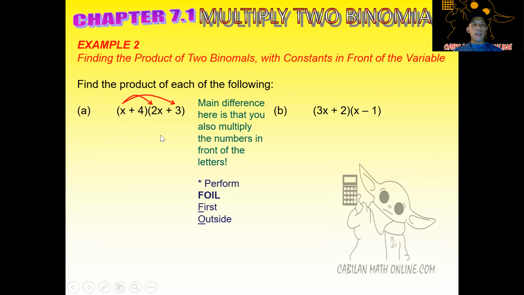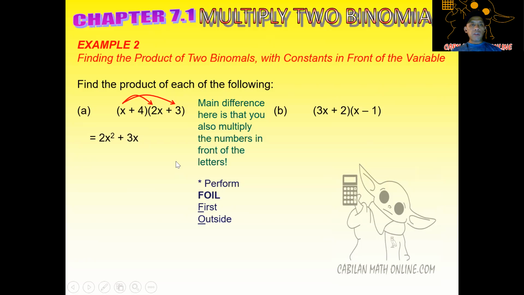Now, as I said before, the only difference with this question here is that when we multiply this x, we're multiplying it to the 2x. Now, from the previous examples, remember when you multiply the two x's together, you wind up getting x squared. The only difference with this one here is that we're multiplying this x to this 2x, so that's going to give us 2x squared. So when we multiply that x out, we get 2x squared plus 3x. So that's the difference with that one.